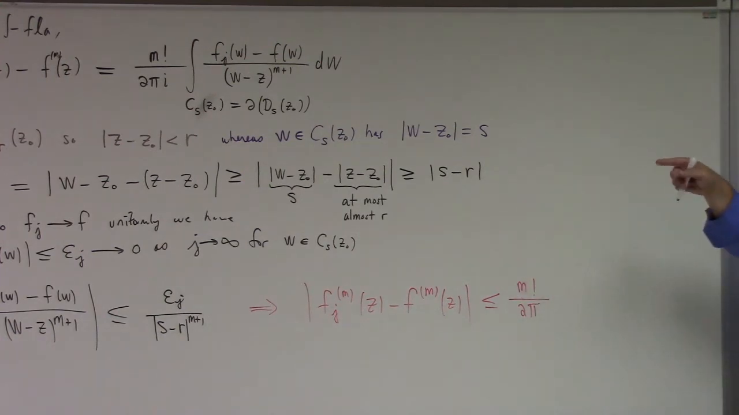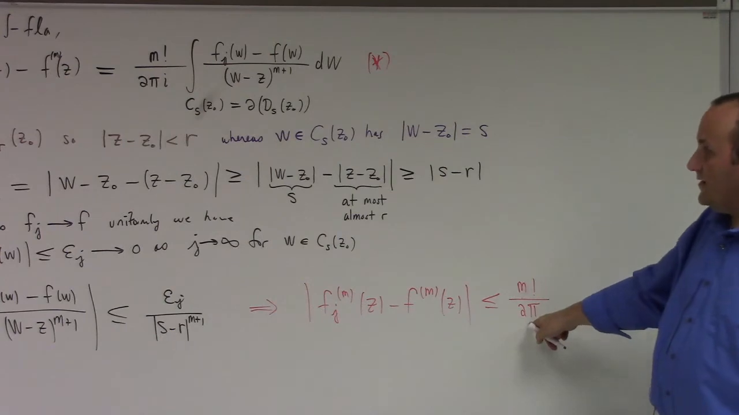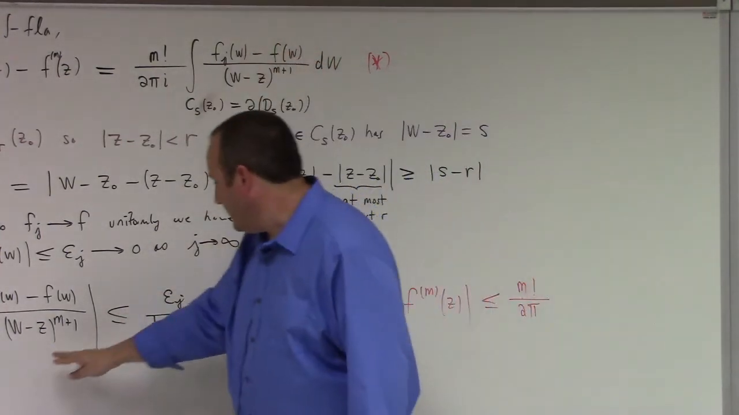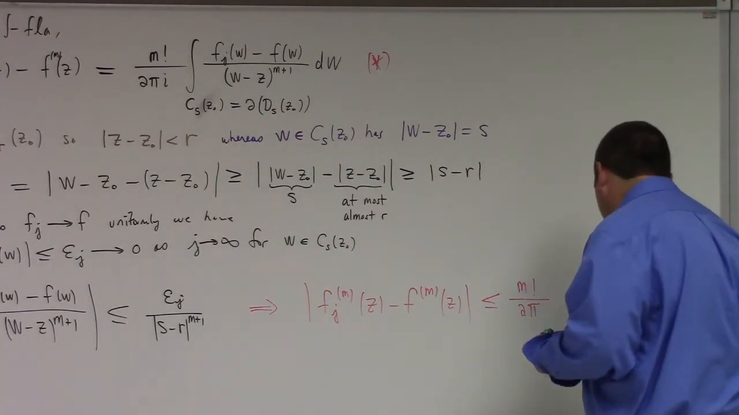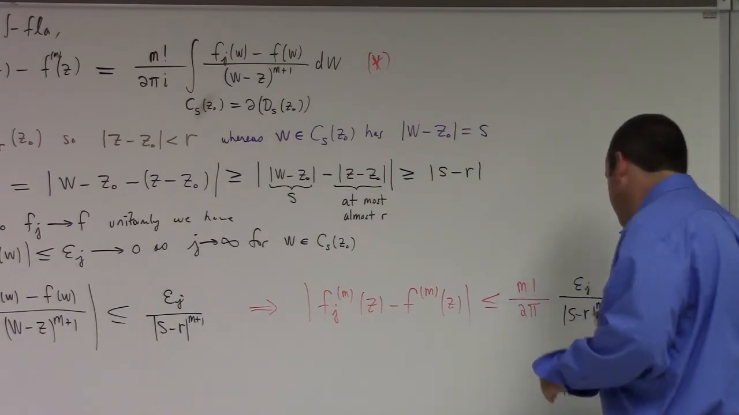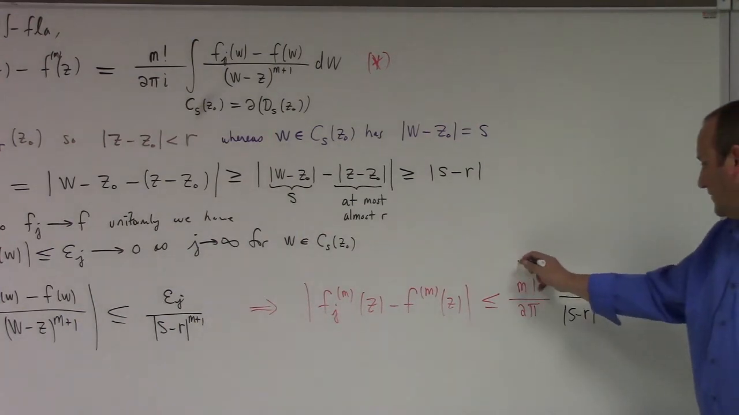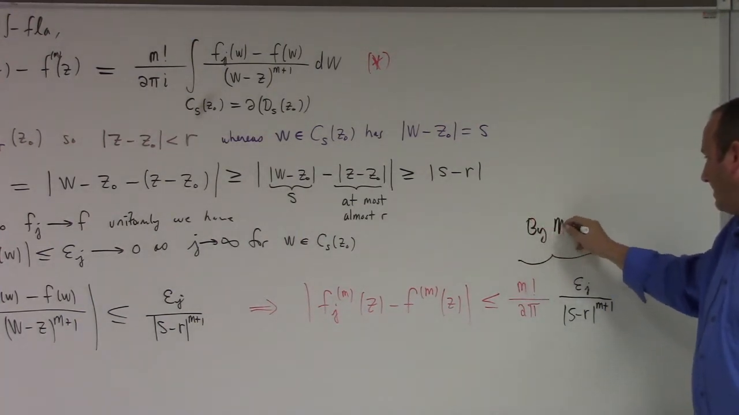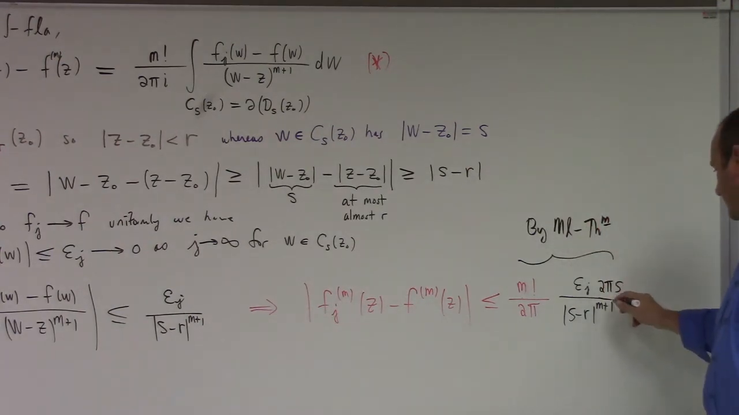So I kept the i in the inequality, which is not good, right? We're using the ML theorem on, let me call it star. So use the ML theorem on star. So I keep the m factorial over 2 pi. I've just shown that the integrand here is bounded by epsilon sub j over the modulus of s minus r to the m plus 1, right? So what you do, and then ML theorem, what's the length? What am I missing? What's the length, by the ML theorem? Two pi what? 2 pi s, right.